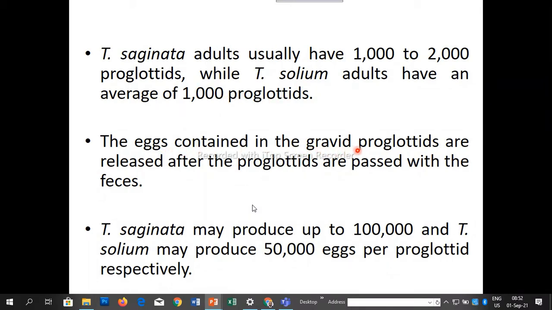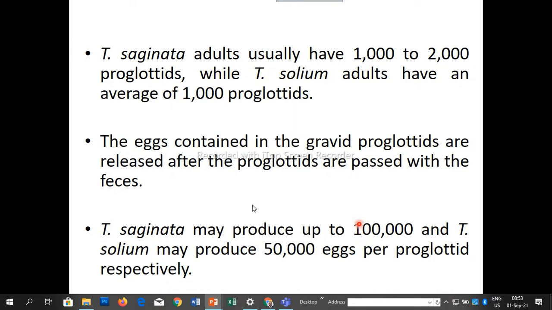The eggs contained in the proglottids are released after the proglottids are passed within feces. Taenia saginata may produce up to 100,000 eggs, and Taenia solium around 50,000 eggs per proglottid. Imagine if saginata has 2,000 proglottids, and each proglottid has 100,000 eggs. Can you imagine how many eggs one single parasite has? It's 100,000 times 2,000, which is 200 million.